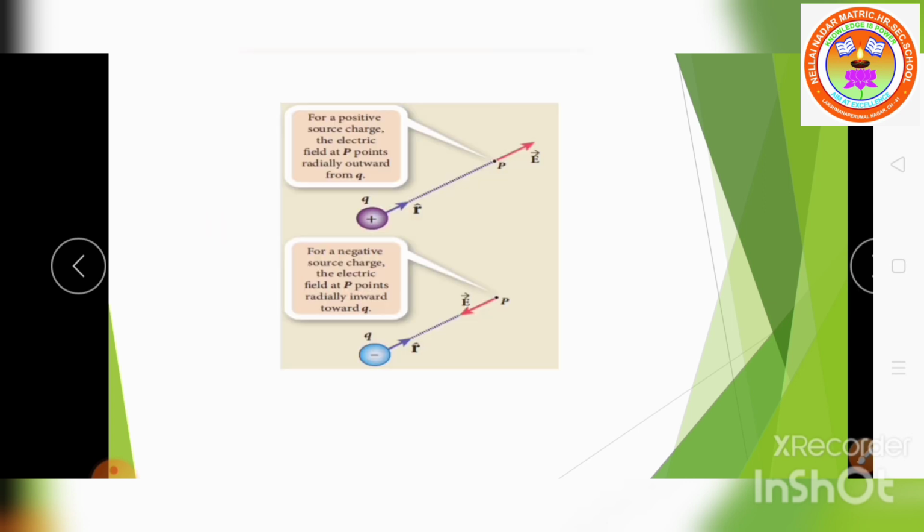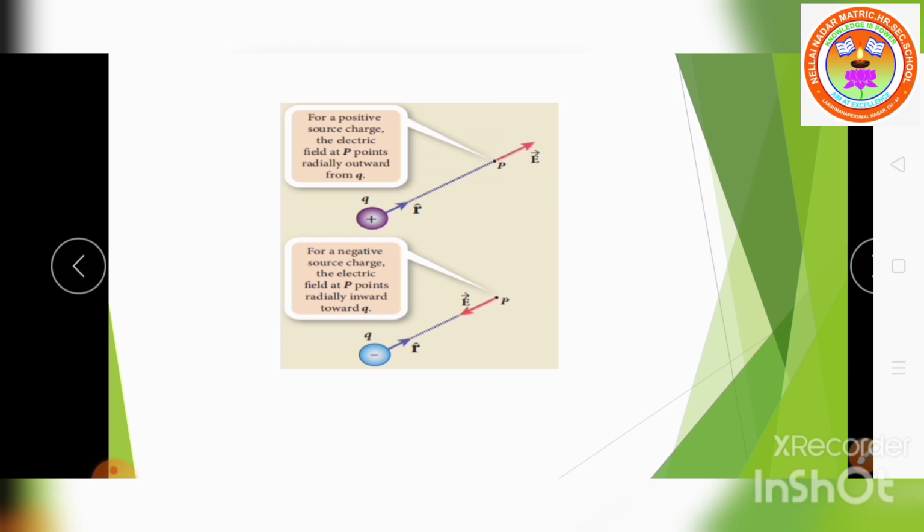The first point: if the charge Q is positive, then the electric field is away from the source charge. If I take one charge plus Q and one point P, at this point P the direction of the electric field is outward if the charge is positive. Otherwise, if the charge is negative, the direction of the electric field is inward. It is very, very important.